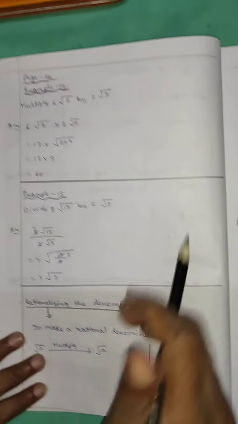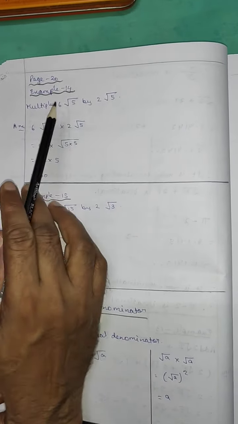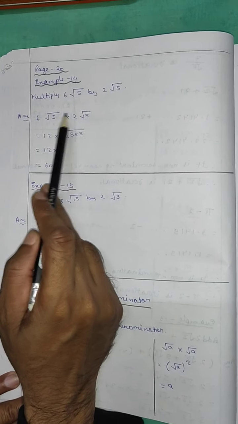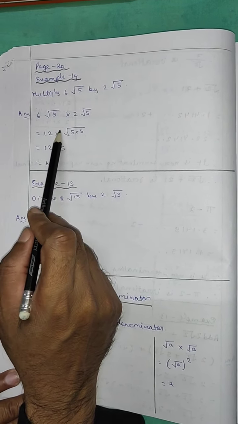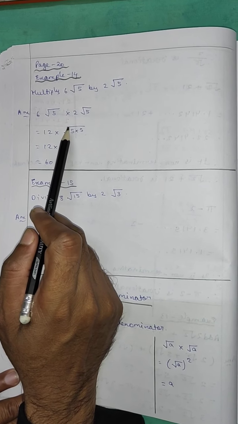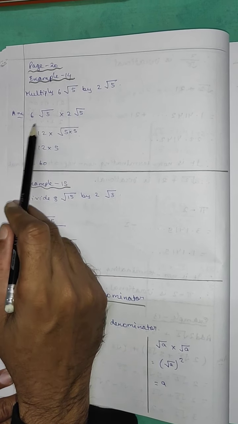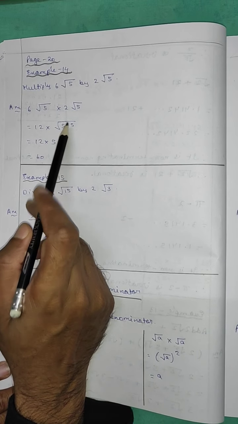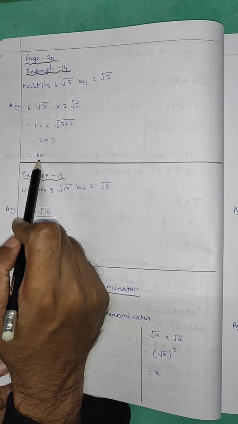Now page number 20, example 14. Multiply 6 root 5 by 2 root 5. This into this. Rational should be multiplied with rational. Irrational will be with irrational. 6 into 2 is 12, into under root 5 into 5 we are getting. Inside double, outside single. 12 into 5 is 60.